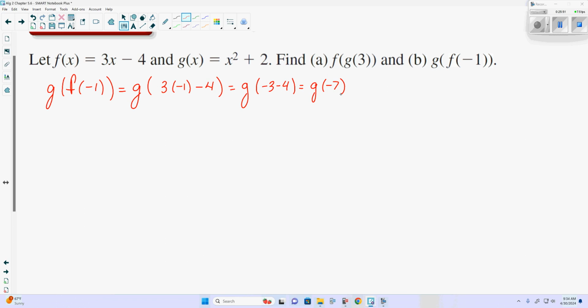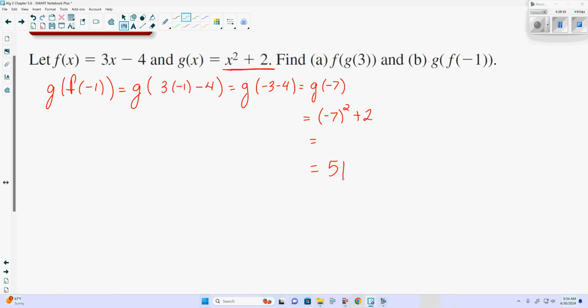Now we're looking at g of -7, and we're going to plug in -7 into every x in g of x. So we'd have -7 squared plus 2. And again, at this point you could type this into the calculator. Depending on how you typed it in, it would give you 2 different answers. If you type it in correctly, you should get 51. If you typed it in incorrectly, you will get -47.